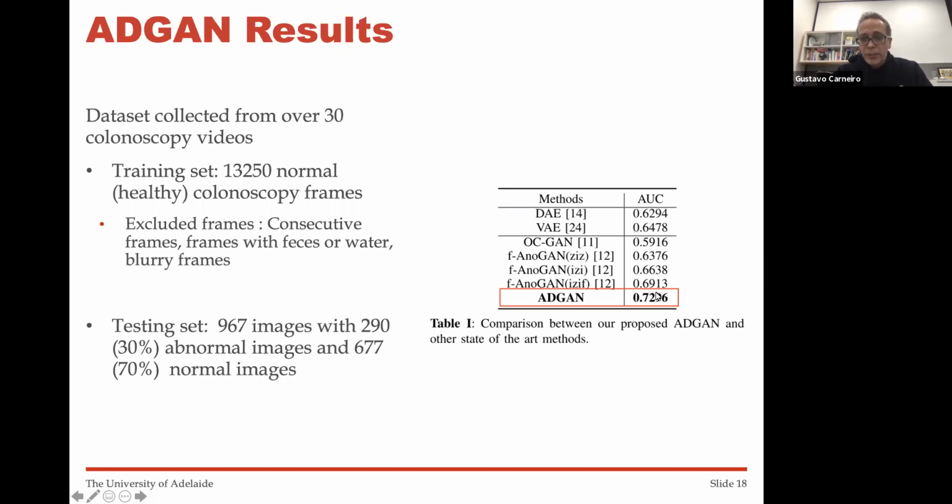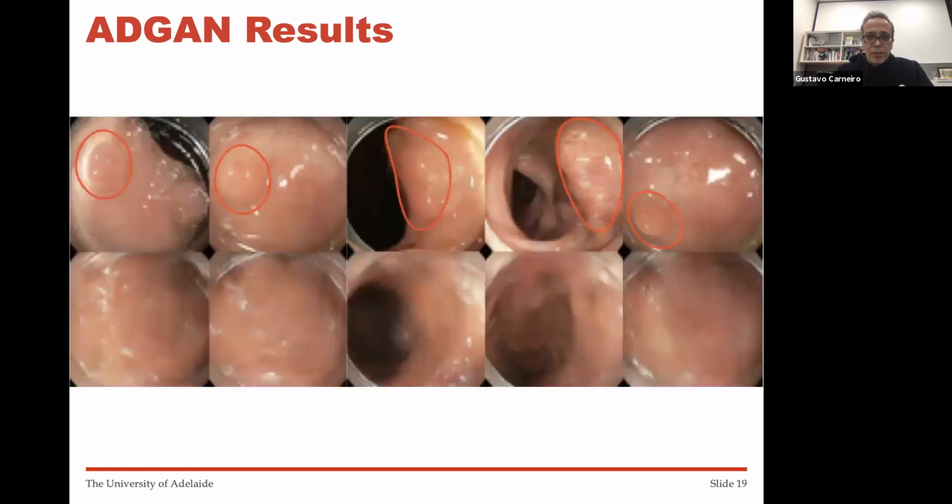And then we take our system and compare it with some other systems that have been proposed for the same task. And our result is about 3% better than the best one that we saw that was available at the time. So it's interesting to see some of the visual results here. You see here on the top the original images with the polyp, highlighted by this red silhouette. And then what you see at the bottom is the reconstruction of the polyp.